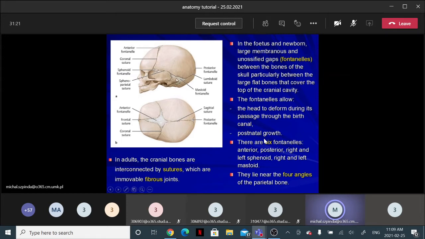The next one is an intermediate fontanelle, the mastoid one. So it closes by month 12. And the biggest fontanelle, the anterior, the frontal one, is closed between year 1 and 2.